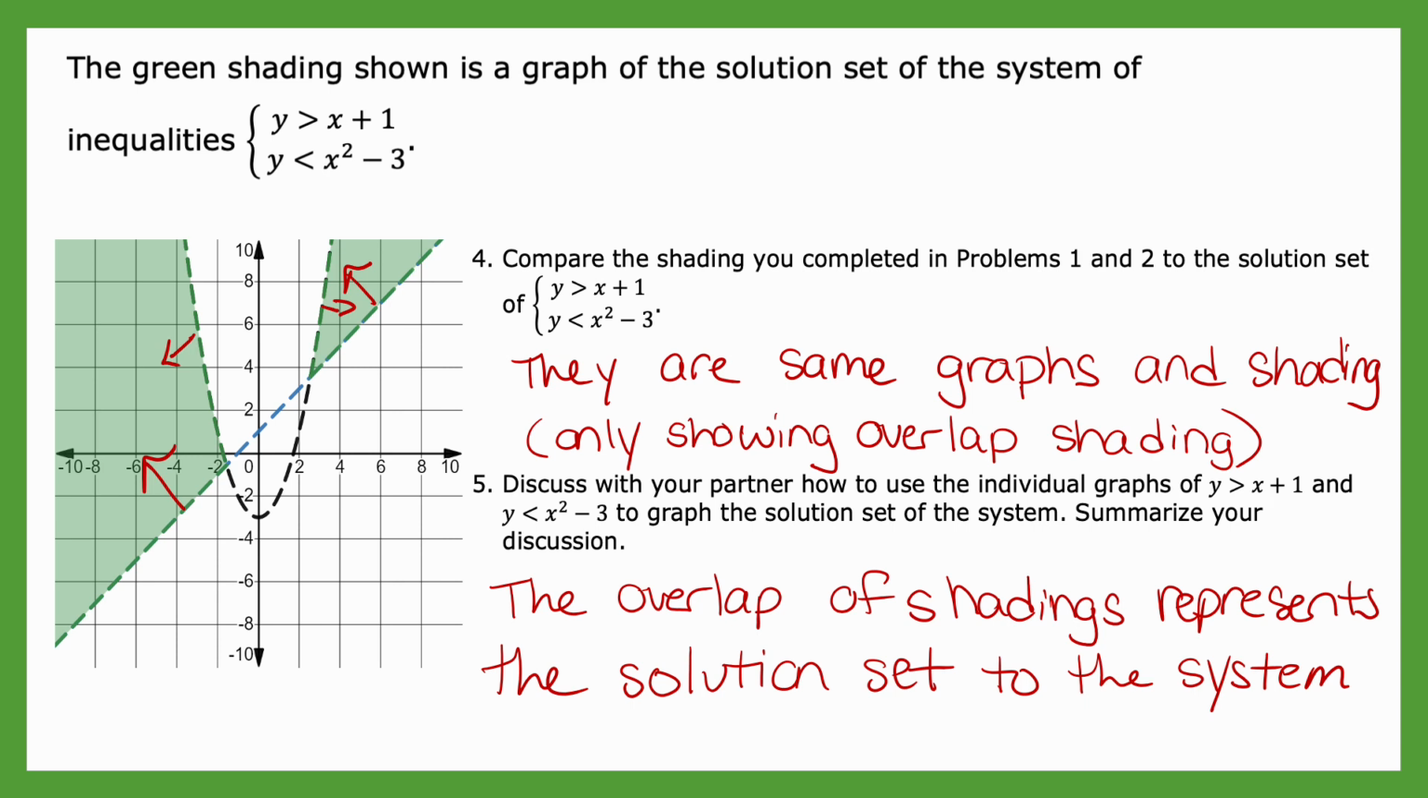So we don't call it a solution because there's more than one solution here. It's every single ordered pair that's falling in that shaded area would work for both of those equations, or both those inequalities would be true.